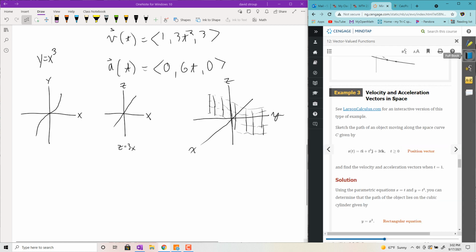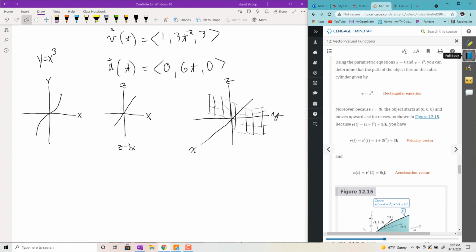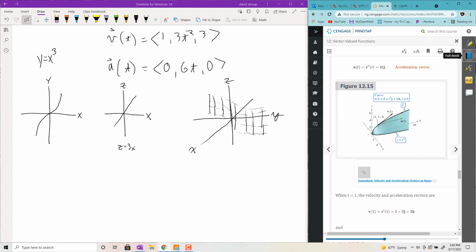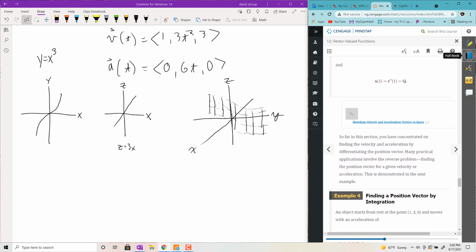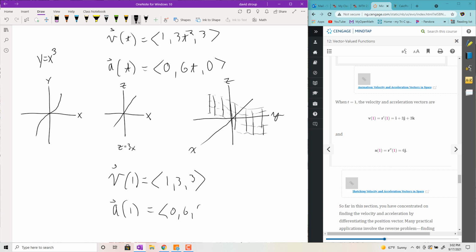So what else do they want? There's the velocity. Yeah, got that. Okay, there's a picture. Well, they want you to evaluate it at t equals 1. So when t equals 1, all you have to do is plug 1 into your velocity vector function. So you get 1, 3, 3. And then your acceleration at 1 is going to be 0, 6, 0.